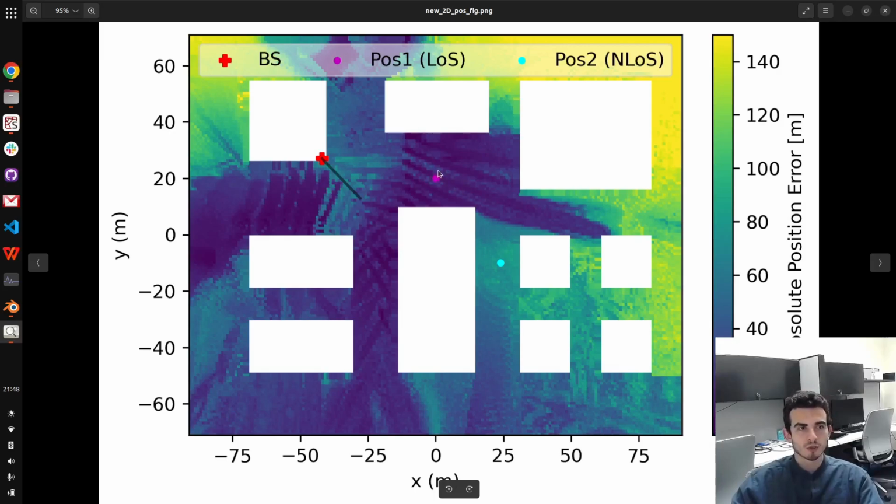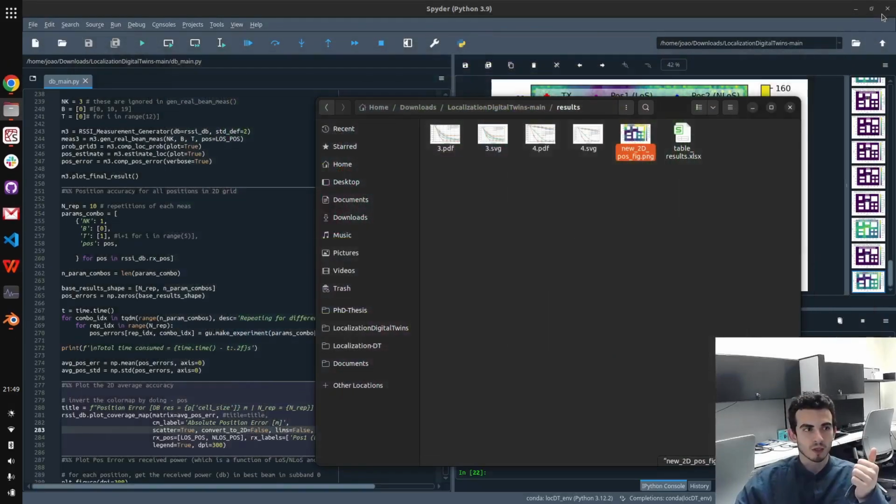And these are the 2 positions we considered for our main study here. These 2, one in line of sight, one in non-line of sight. So as you can tell, the one in line of sight for one measurement will have a lower error than the one in non-line of sight.